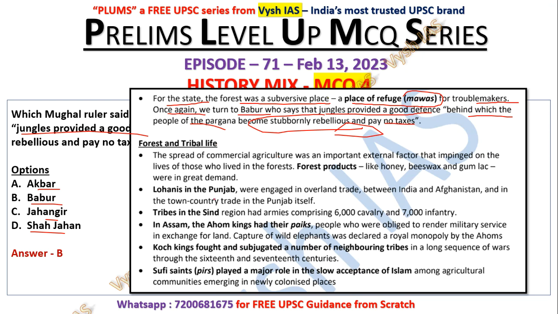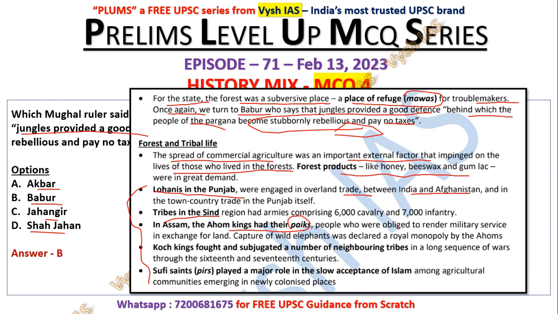So forest and tribal life in NCERT tells a lot of things. The spread of commercial agriculture was an important external factor that impinged on the lives of those who lived in the forest. So forest produce, like honey, beeswax, gum lac, all were in great demand. Lohanis in the Punjab were engaged in overland trade between India and Afghanistan and in town-country trade in Punjab itself. So these are different types of people in the forest. Okay, now tribes in the Sindh region had armies. Then Assam, we had the Ahom kings and their paiks.